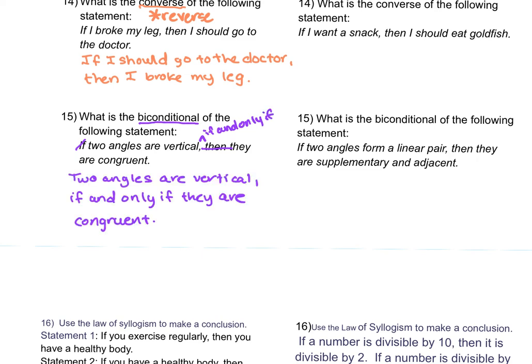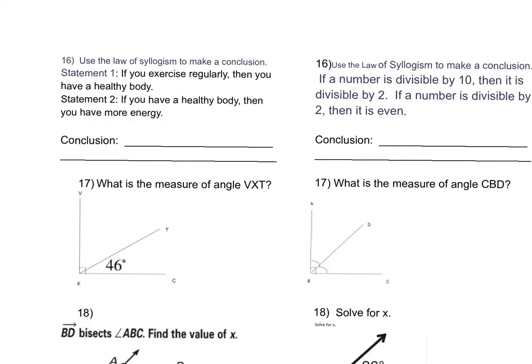All right, we dropped the if, we dropped the then, and we added if and only if in the middle. That is the biconditional. All right, this one wants us to use the law of syllogism to make a conclusion.